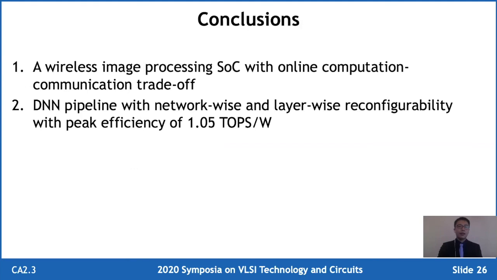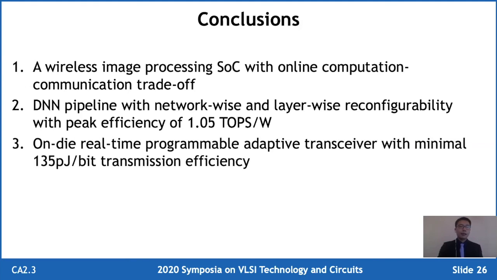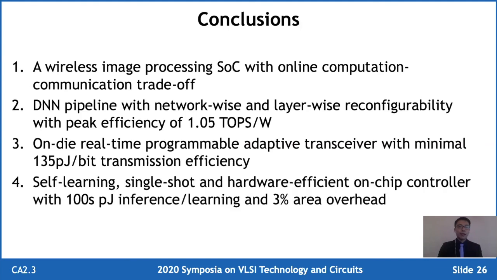And its DNN pipeline has network-wise and layer-wise reconfigurability with a peak efficiency of 1.05 TOPS per watt. And it has an on-chip real-time programmable adaptive transceiver with a minimal 135 picojoules per bit transmission efficiency. And it has a self-learning, single-shot, and hardware-efficient on-chip controller with hundreds of picojoules per inference and training, and only 3% area overhead.